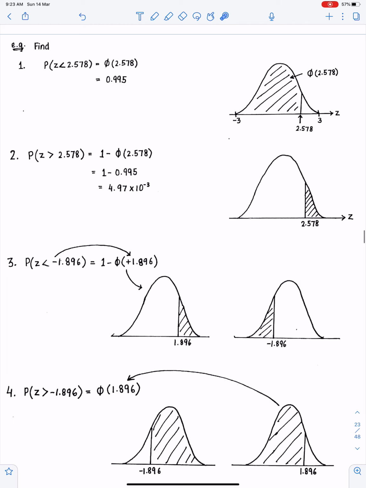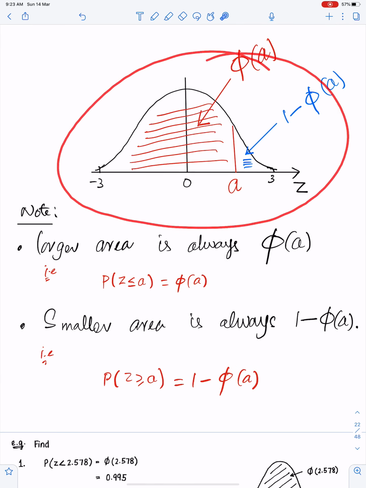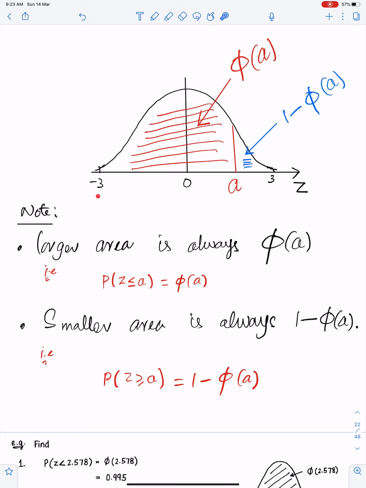Examples. So if you need this probability, you just need to mark this here. See, I told you this is the standard normal curve with limits minus 3 and 3. This is the curve of z, and this is 0, this is 3, and this is minus 3. Make sure you understand the curve for z. The limits are approximately minus 3 and 3.